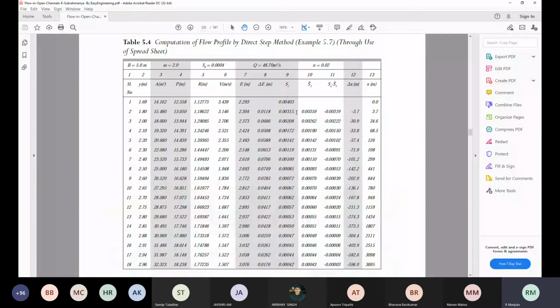So you are finding out SF is equal to n square q square divided by a square into r raised to 4 by 3. That is our friction slope. So using that formula, you find out what is the friction slope.